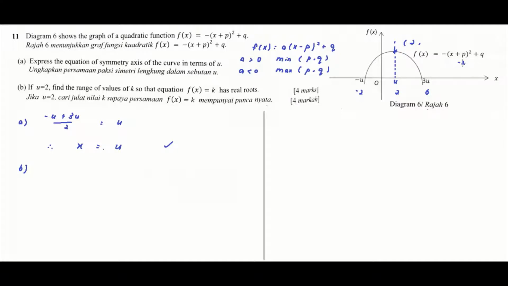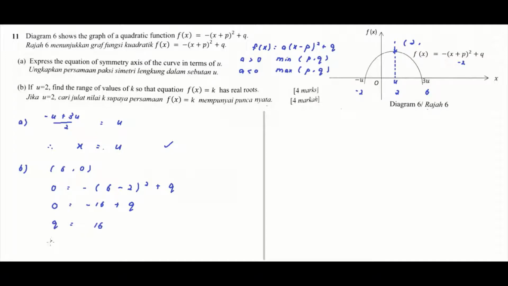We do it by substitution. You can use either (negative 2, 0) or (6, 0), and it's going to give you the same answer. For example, if I'm using (6, 0), I substitute it into the equation. So f of x equals 0, then negative (6 plus p) squared plus q, where p is minus 2. So 0 equals negative 16 plus q, which gives us that q is equal to 16.